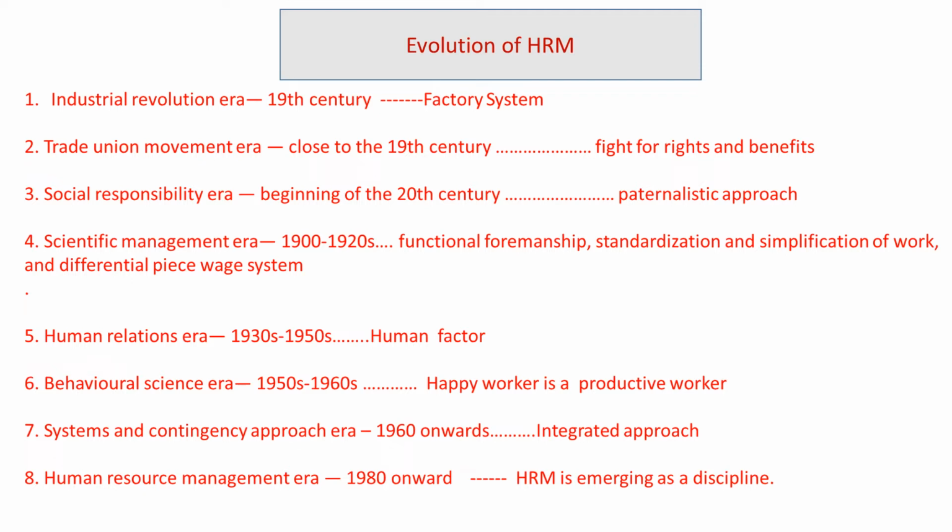After the social responsibility era, it was followed by the scientific management era, that is the classical theories. We already discussed classical theories in MMPC 1. There we discussed three important theories: scientific management theory by F.W. Taylor, Henri Fayol's administrative theory, and bureaucratic theory by Max Weber. All these theories point to functional foremanship, replacement of rule of thumb by a scientific or systematic way of doing the work, and simplification of work.